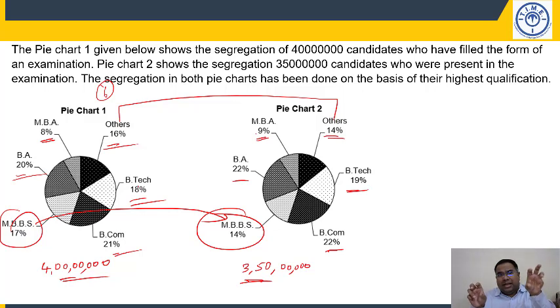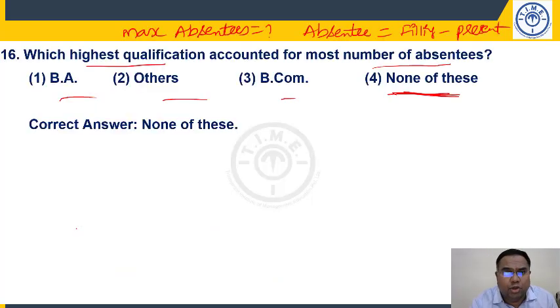So what is happening here? If I am having maximum percentage, maximum base 4 crores, the percentage is coming down here, the base is also less, so I'll get a lesser value. Then the number of absentees will increase. So you need to check only those heads, only those qualifications where there is a drop in percentage, right? So there it will be maximum. There are two cases like that: others and MBBS. In others and MBBS, others is 16 to 14, MBBS is 17 to 14. Clearly, I can say for MBBS the drop is more. I can say the number of absentees will be more. So the answer should be MBBS.